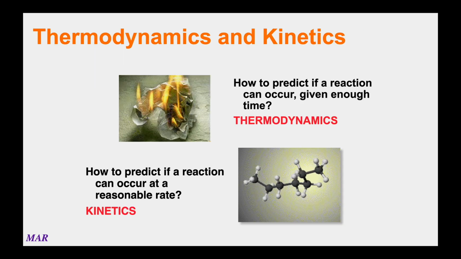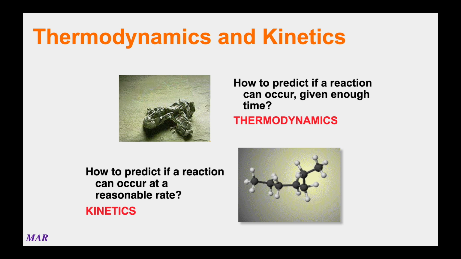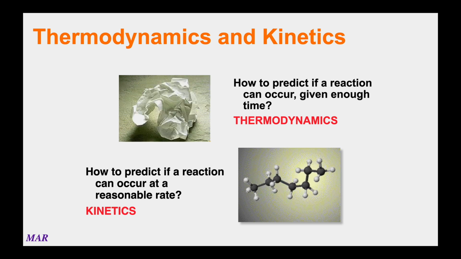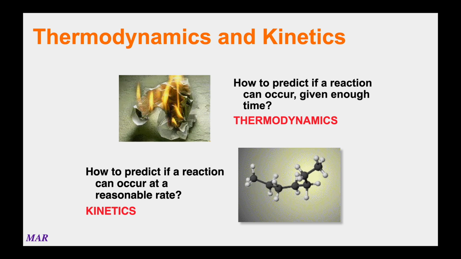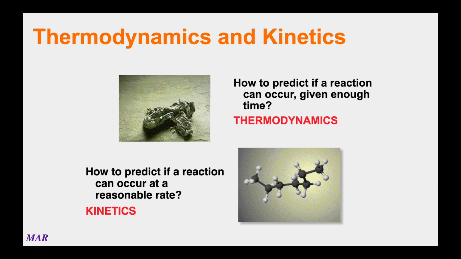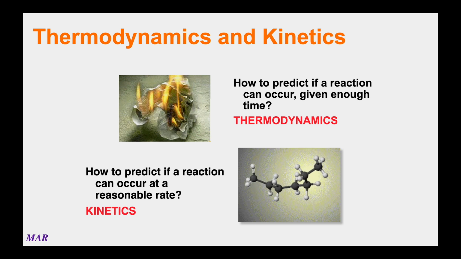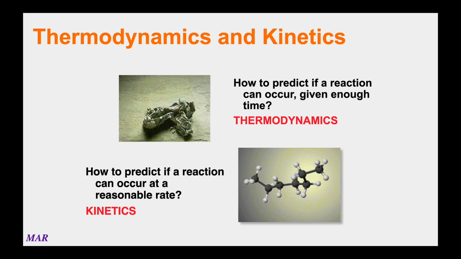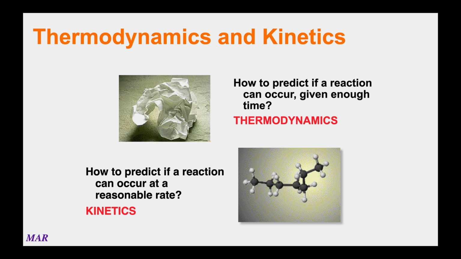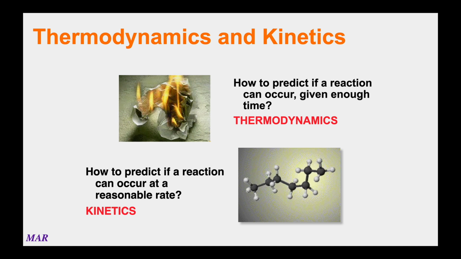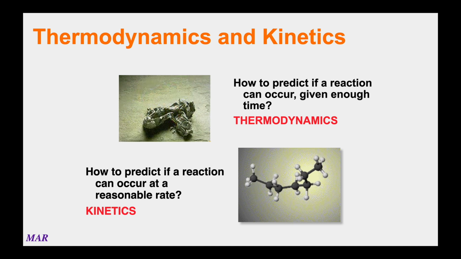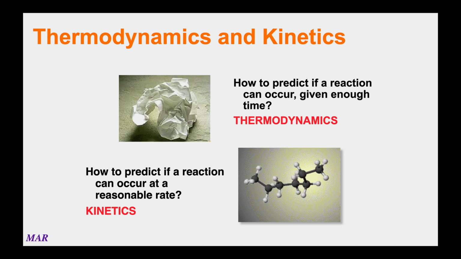In chemistry, thermodynamics and kinetics are probably the two most important concepts of all. Thermodynamics, which is going to be the focus in this chapter, basically is trying to predict if a reaction can occur given enough time. And sometimes reactions do occur, and sometimes they're really difficult to get to occur, if they occur at all. This is thermodynamics. It's kind of like a thumbs up, thumbs down as to if a reaction will occur or not.